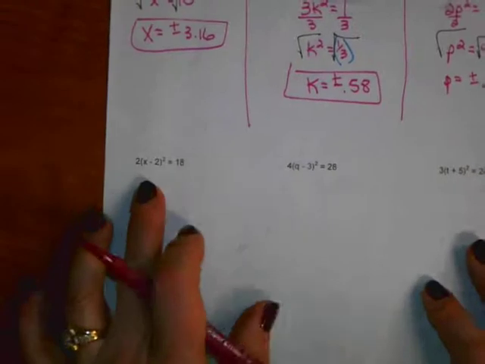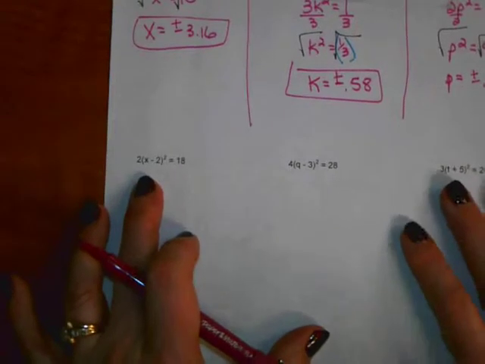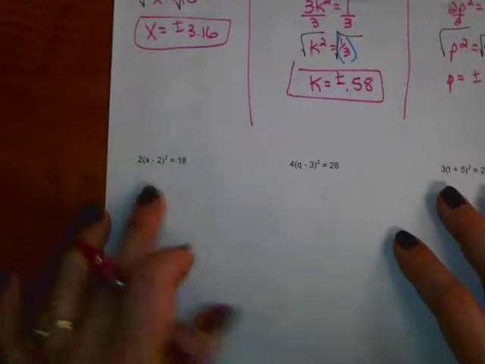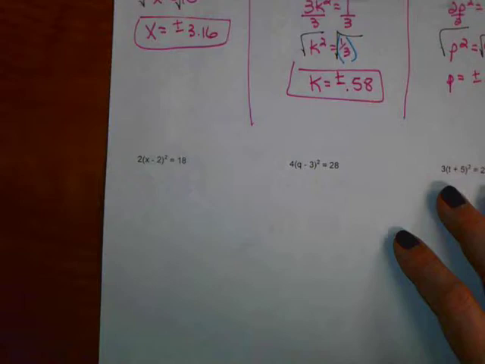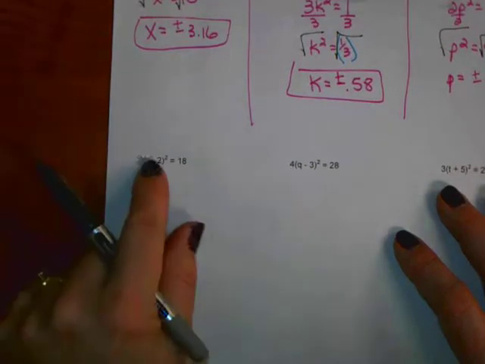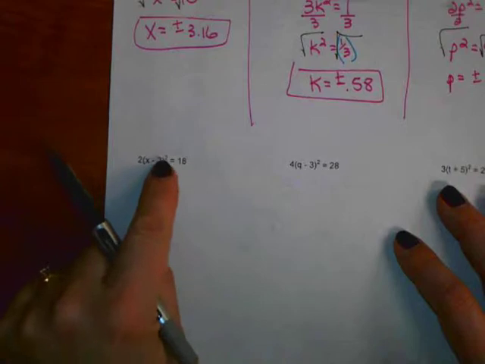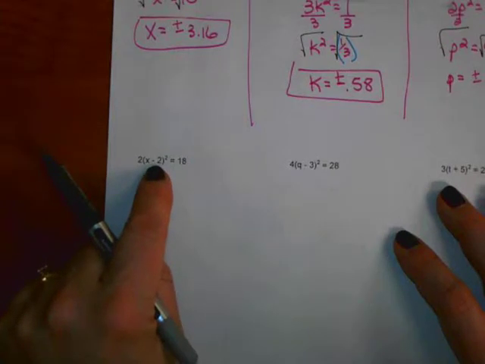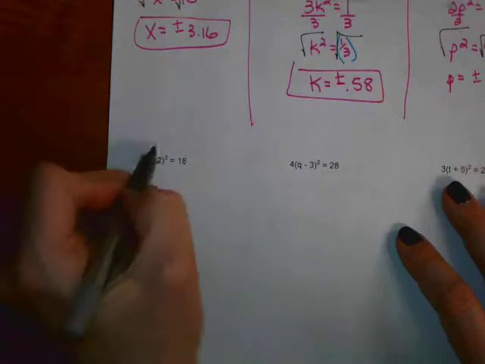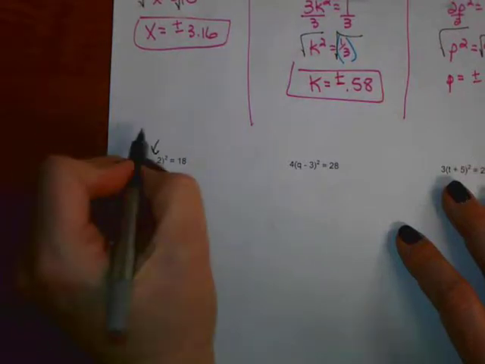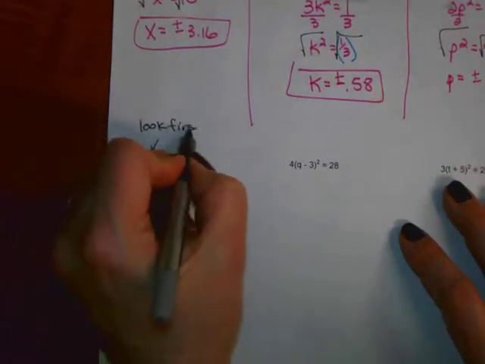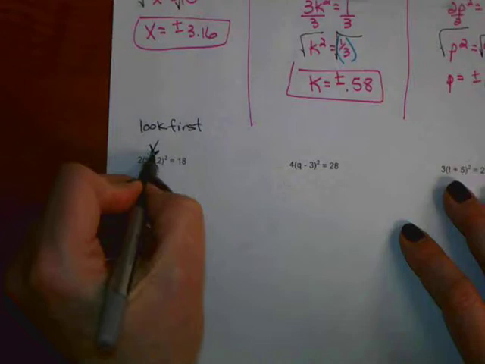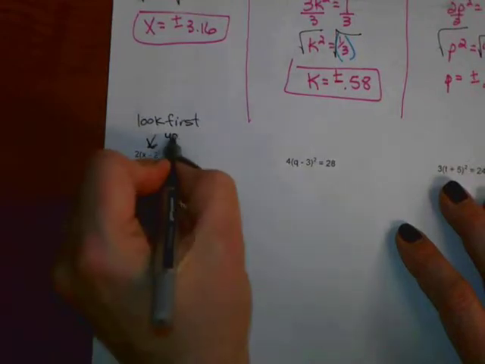Slightly different. I want you to always stop before you leap. Take a look at this. How many people want to distribute? It's very tempting, but you can't, because this is x minus 2 squared, which means it's x minus 2 times x minus 2. You cannot distribute that 2. It's not the same thing. So you have to be careful. You have to look first. Okay, you cannot distribute here.